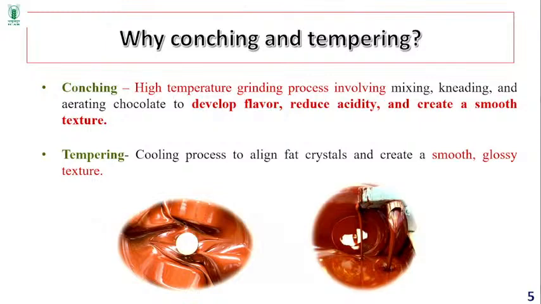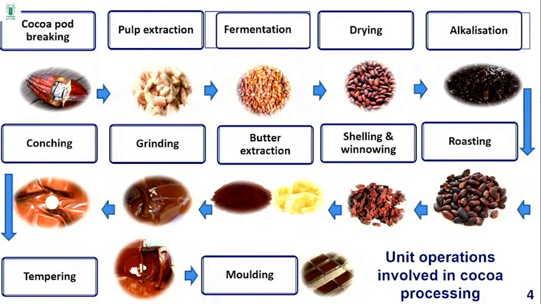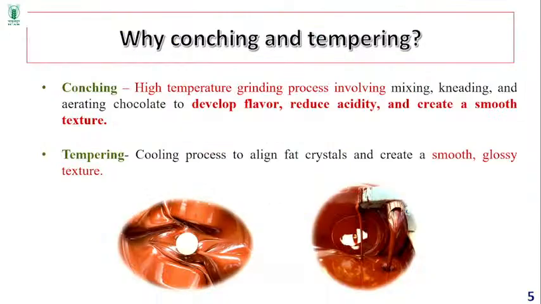So this chocolate processing involves a series of unit operations like this, of which we are mainly focusing on conching and tempering. Why conching and tempering is specially dealt with is that the existing machineries we are using industrially are imported ones, which have a very high cost for each machine. Specifically, conching and tempering machines individually cost more than 5 lakhs.